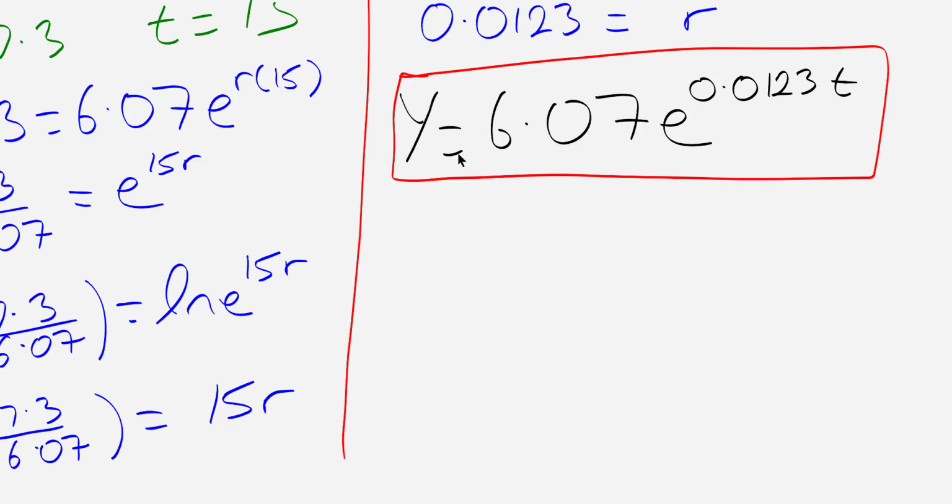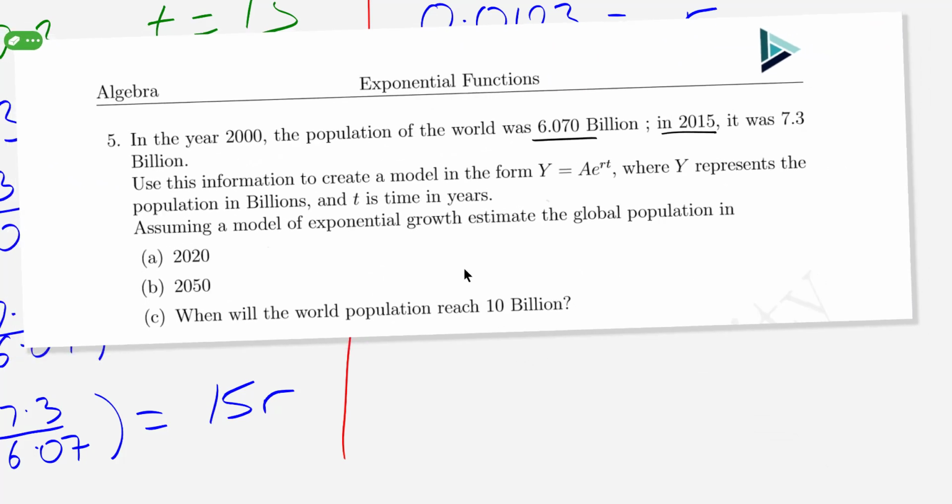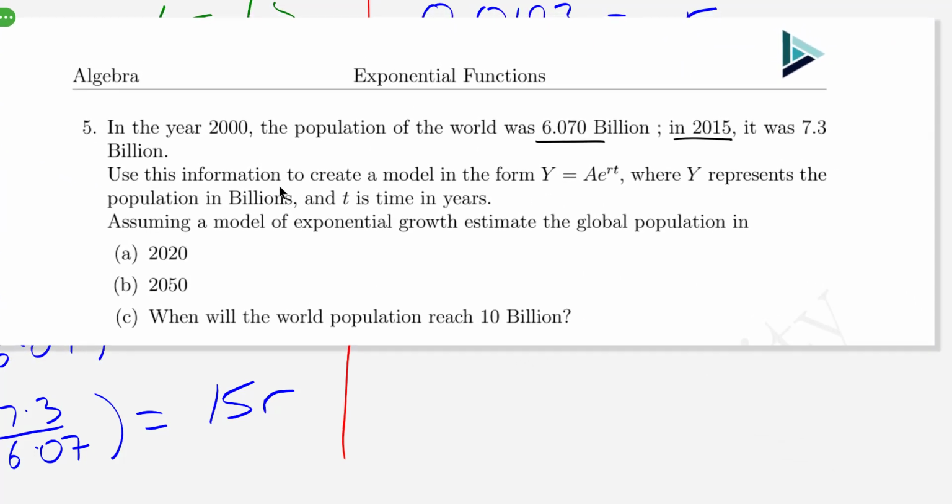So now that we know that the function is y equals 6.07 e to the power of 0.0123t, we can get back to answering some of the questions. What were the actual questions? We've created a model. Now, assuming the model of exponential growth to estimate the population, what is the population going to be in the year 2020? In other words, what will the population be when t is equal to 20?